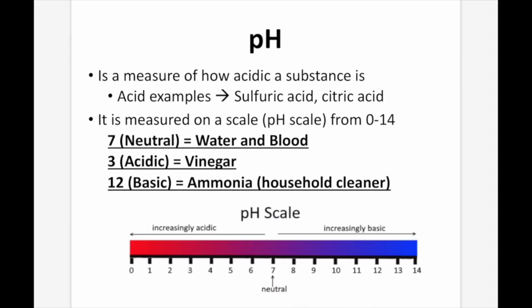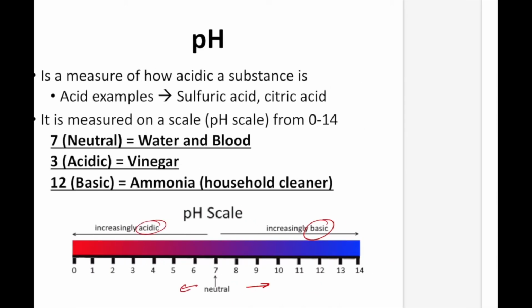When we're talking about acid precipitation, we need to mention pH. pH is a measure of how acidic a substance is. Acid examples include things like sulfuric acid, citric acid, we just talked about nitric acid, and it's measured on a pH scale from 0 to 14. 7 is neutral, and that's going to be your water and blood. 3 is acidic, things like vinegar, and 12 is going to be basic, ammonia, household cleaner, etc. Anything to the right in this chart from 7 is going to be basic, and anything to the left, so less than 7, is going to be considered acidic.